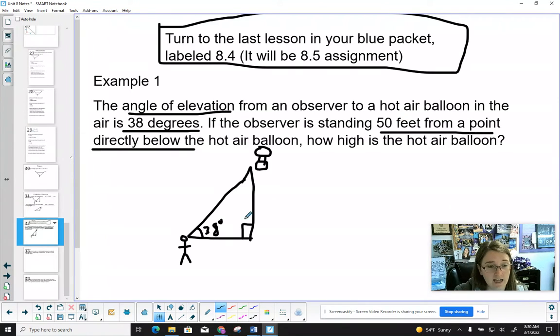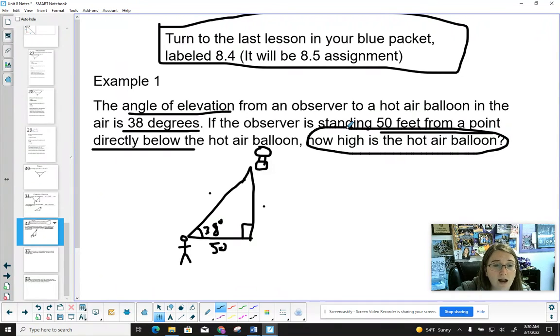So 50 feet is a side length. You have to know you got 1, 2, 3 sides. Where do you think the 50 is going to go? He's standing 50 feet away from the point directly below the hot air balloon. Think for just a little bit. Would that go here, here, or here? That's going to be at the bottom because he's standing 50 feet away from the point directly below the hot air balloon. So the last thing you have to do is mark your X. It says how high is the hot air balloon? So there's 2 more sides left. Which one of these is going to be X? How high up off the ground is the hot air balloon?